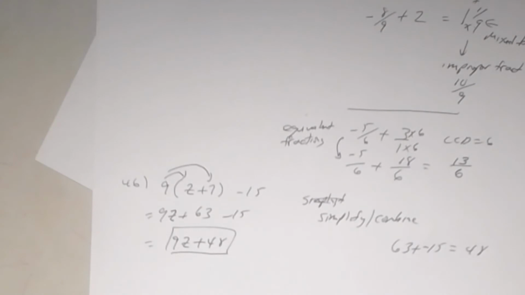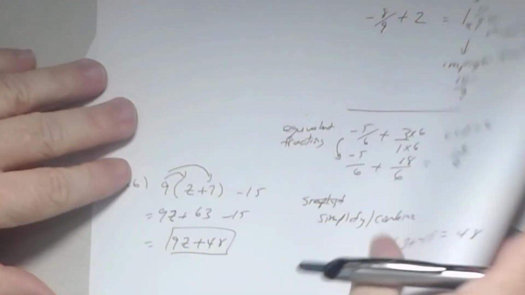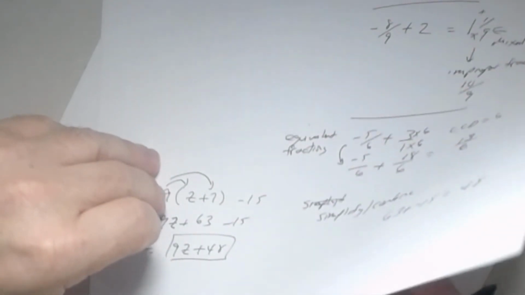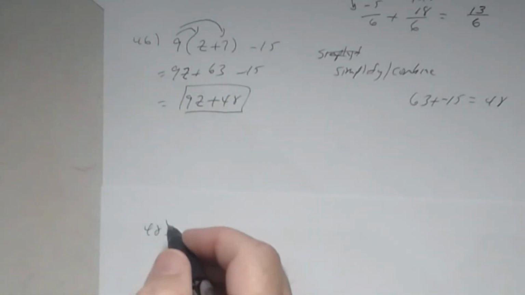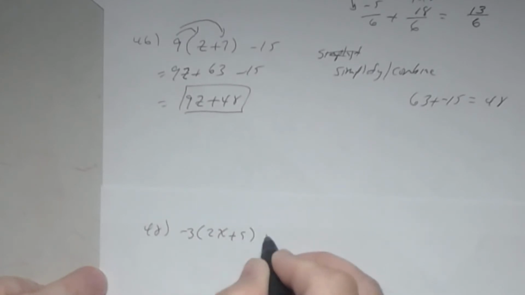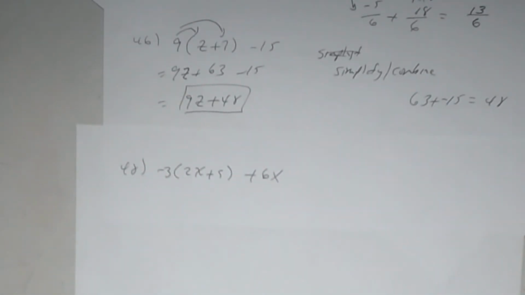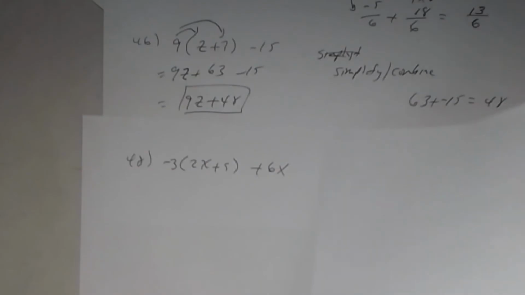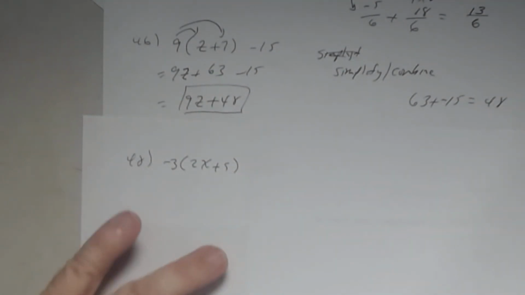Okay, let's do 48. All right, 48. You have negative 3 times 2x plus 5 plus 6x. So negative 3 times 2x plus 5 plus 6x. If you need to, cover up that 6x. If you cover it up, that part looks like a previous lesson. So how do you get rid of the parentheses?